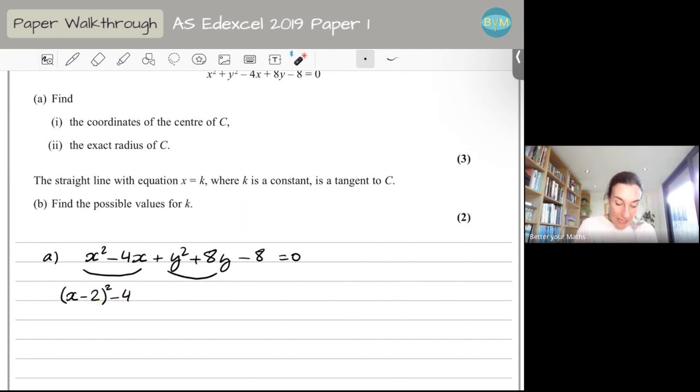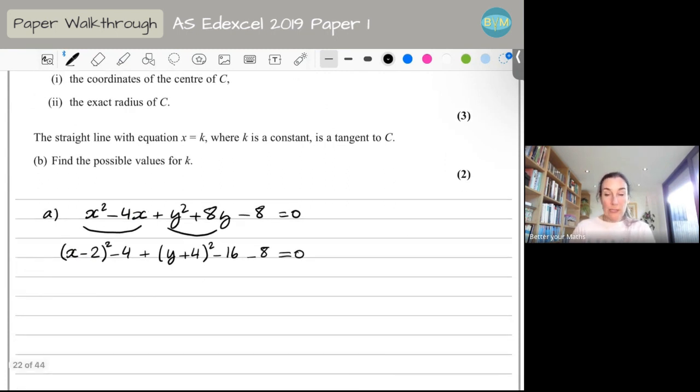I don't want it, yeah? The same with the y. So y plus half that squared, and then I subtract the 4 squared, which is the 16. And then I have my 8. Yeah, don't forget that bit.